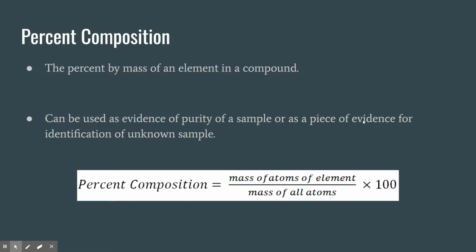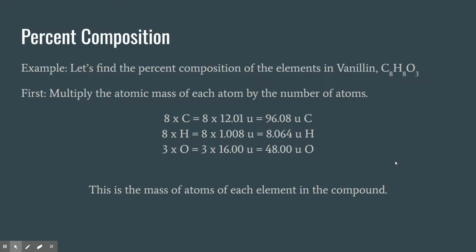And the equation is fairly straightforward. It's the mass of the atoms of a single element divided by the mass of all the atoms in the compound times 100. So let's take a look at an example. Let's do the percent composition of the elements in vanillin. Vanillin is C8H8O3. And it's the compound that is extracted from vanilla beans to give us the vanilla flavor.